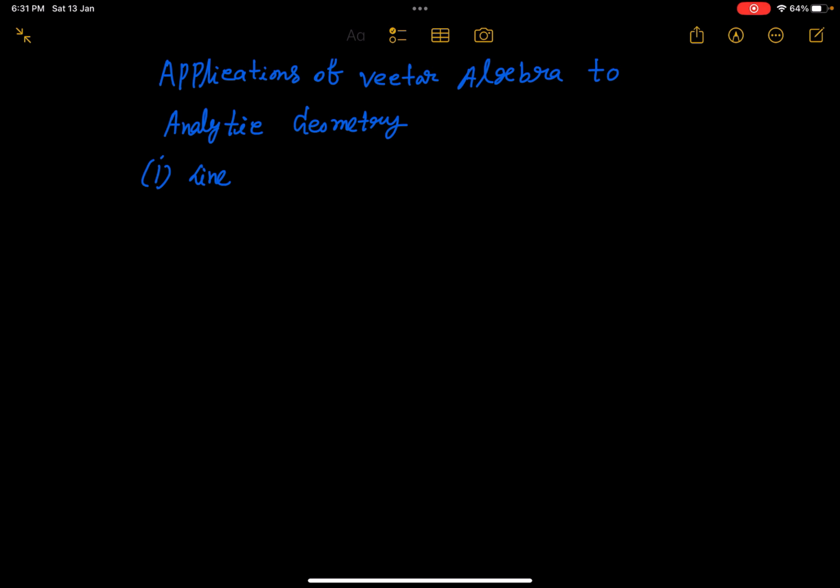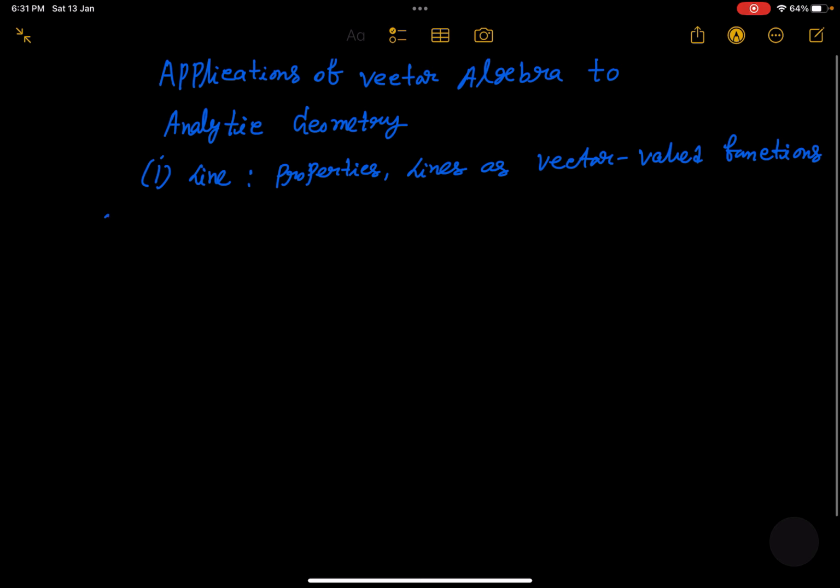So at least for the next few lectures, about lines we'll discuss what a line is, then mainly some properties, and we'll also try to understand lines as vector valued functions, or the vector parametric equation of a line.